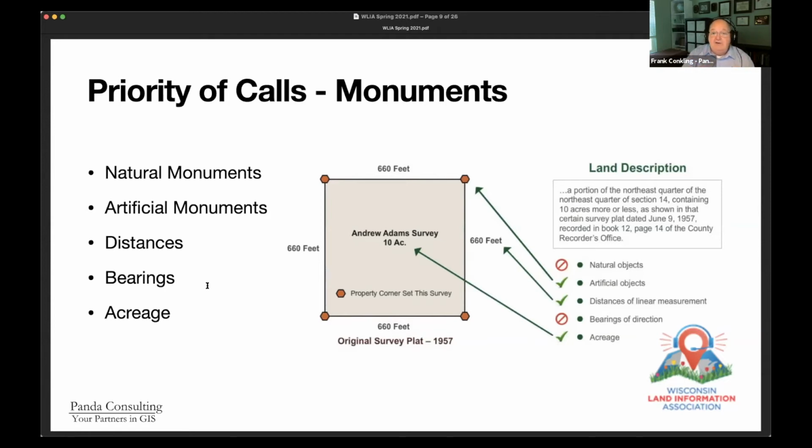Notice again, acreage is dead last. You might have an acreage call just because it says specifically it's an acreage, but that really is only used if you've got nothing else to give you any information about this.